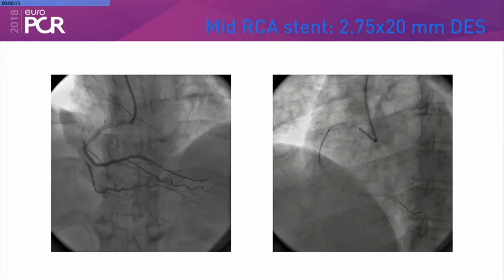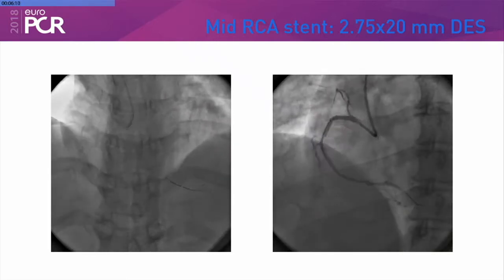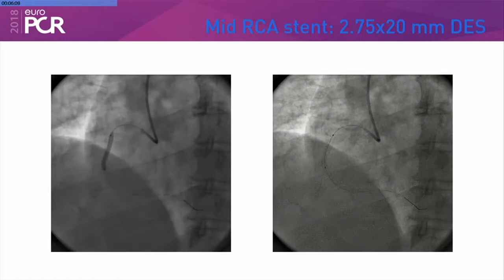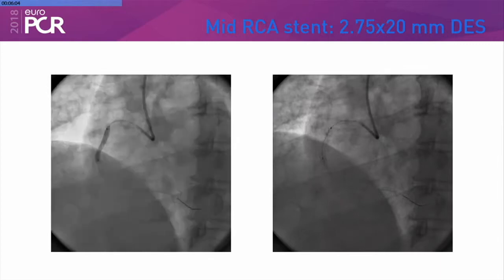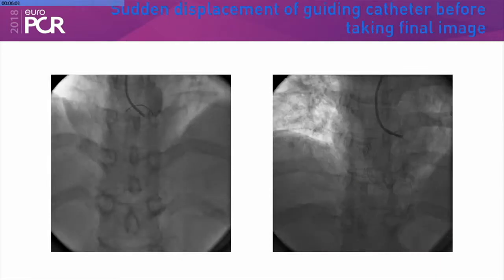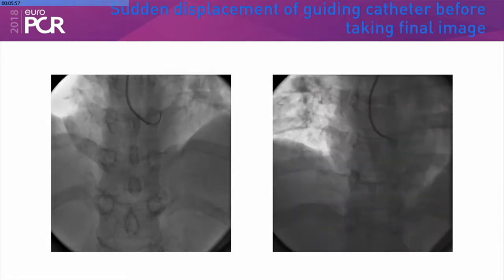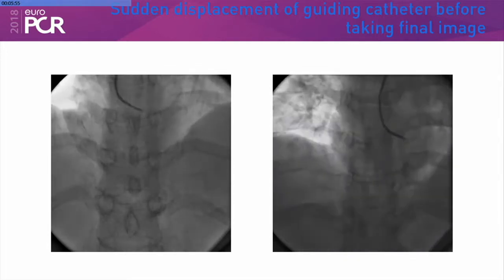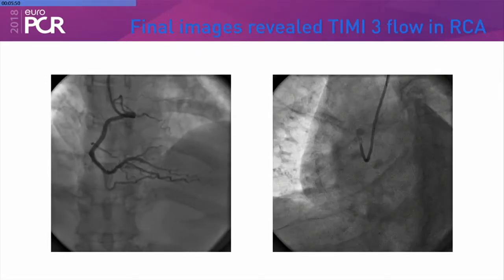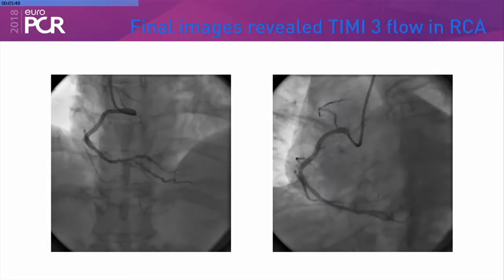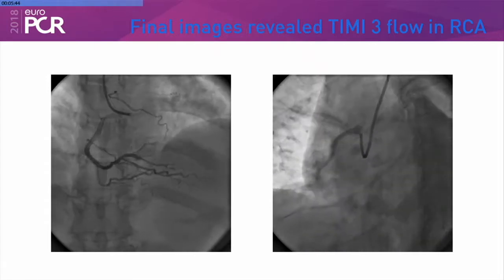Mid RCA stenting was done by 2.75 by 20 mm stent. So this is the mid RCA stenting procedure with 2.75 by 20 mm stent. But there is certain displacement of the guiding catheter before taking final image. You can see there is displacement of the guiding catheter. After re-engagement, there is final distal TIMI 3 flow in RCA. Stenting of mid RCA and PLV was done successfully.